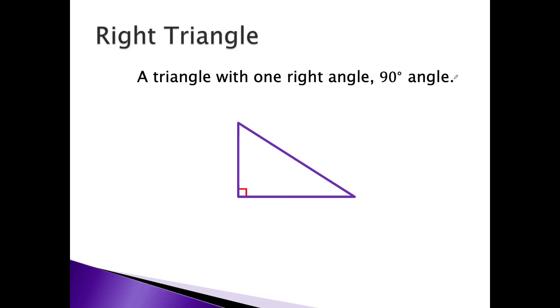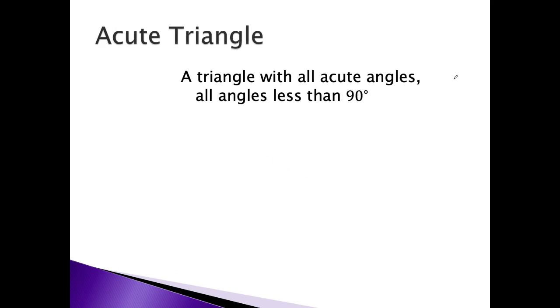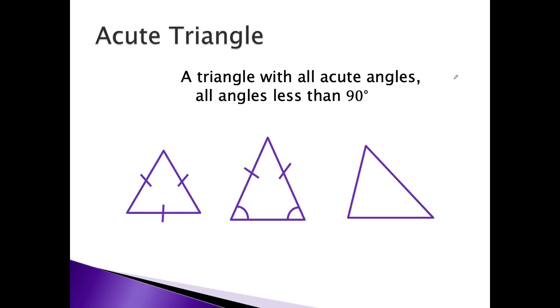Right triangles are a triangle with one right angle. An acute triangle is a triangle with all acute angles. Now, notice that if I have an equilateral triangle, all my angles are 60 degrees, which means that an equilateral triangle is also an acute triangle. Okay? Those are 3 acute triangles.